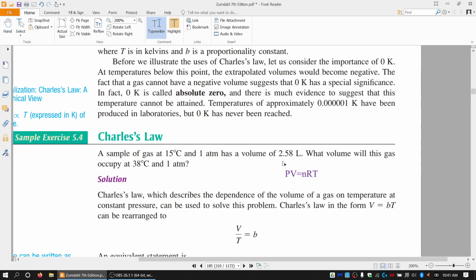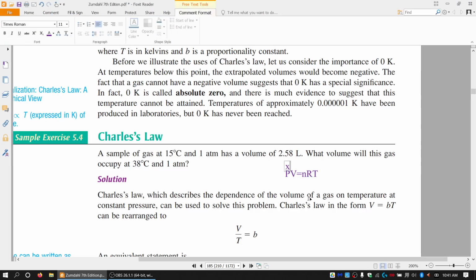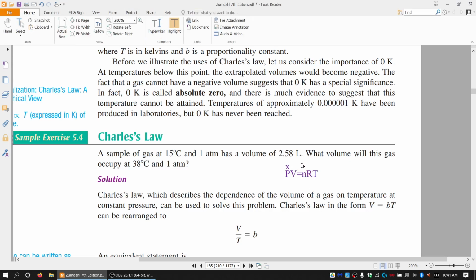I'm going to mark my pressure as being constant. So that's not changing, so I put an X there. Volume, that's what I'm solving for, so volume is changing. The sample of gas has a volume. What volume will the same gas occupy? Okay, so we're implying it's the same gas, and therefore the number of moles must also be constant.